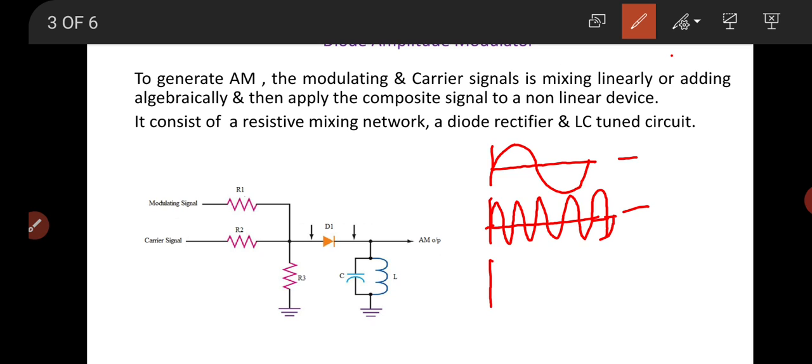Whenever the modulating signal is in the positive half, you will find that the amplitude of the carrier will be varied like this. So this is the sum of the carrier and modulating signal. The two signals get mixed, but they are not yet modulated, since modulation is a multiplication process, not addition.